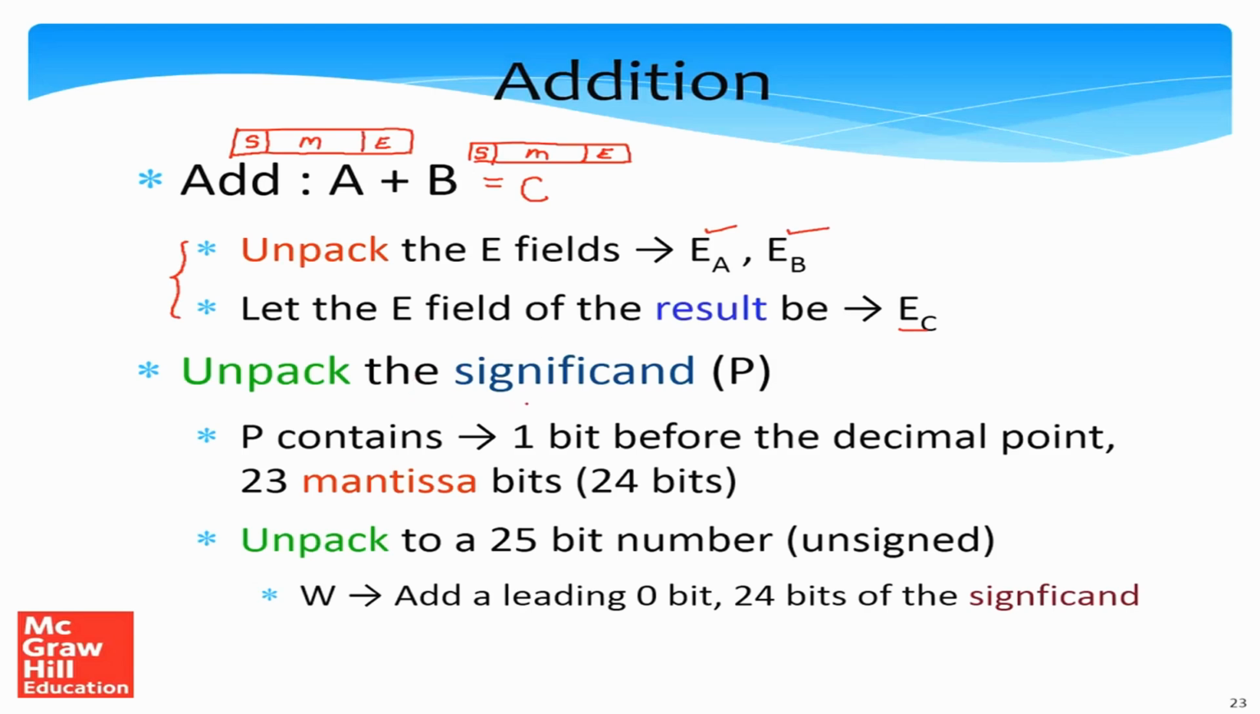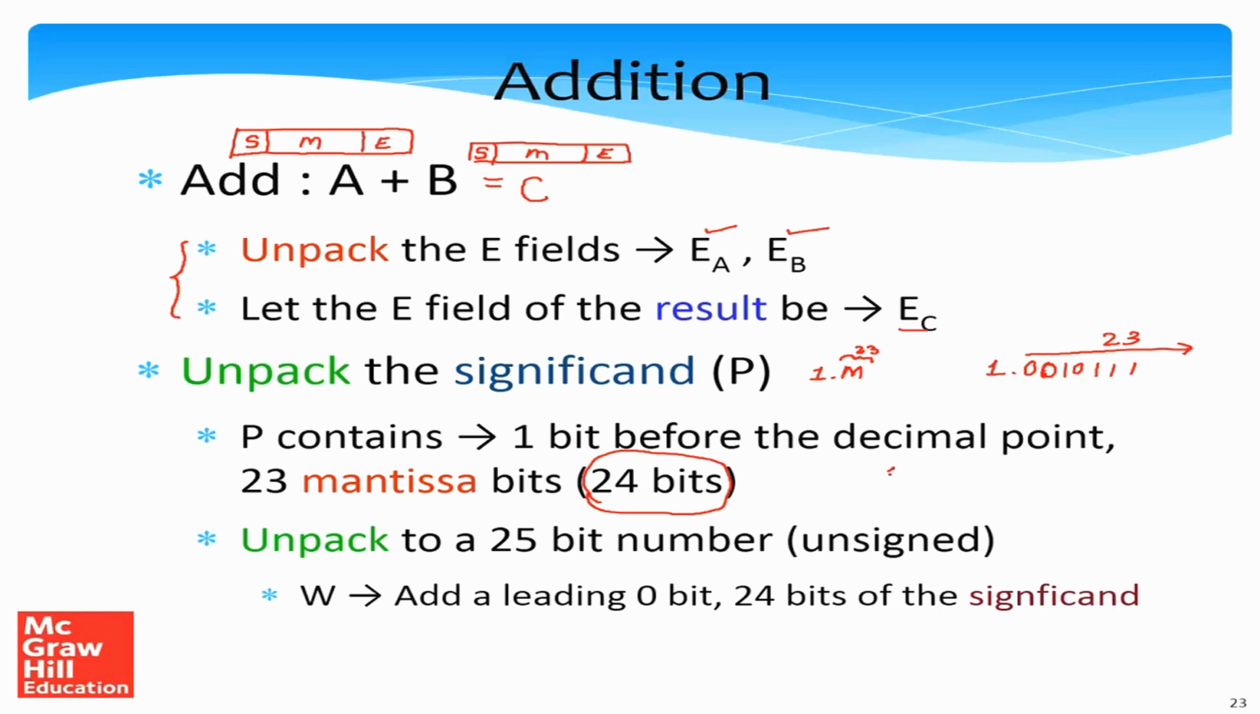Similarly, let's unpack the significand. Recall that for normal floating point numbers, it's a number of the form 1 point m, where m is the mantissa, and the mantissa itself contains 23 bits. So it's basically a number of the form 1 point 0 0 1 0 1 1 and so on, 23 bits. The 1 bit before the decimal point and the 23-bit mantissa make it 24 bits. Let's do one more thing. Let us assign it to a number of the form w, where we add a leading 0 bit.